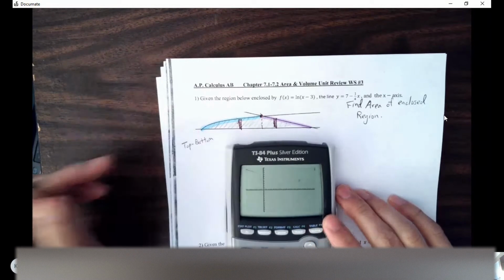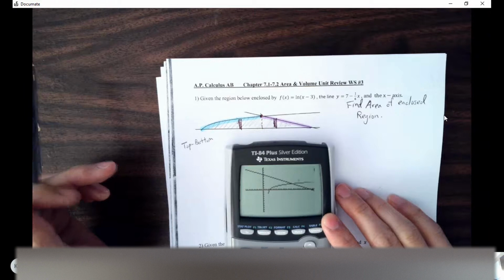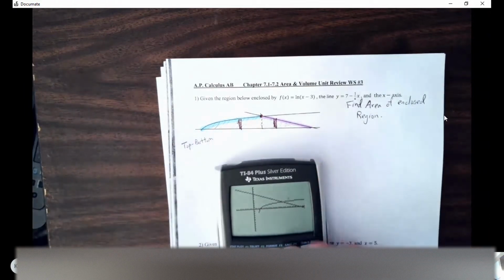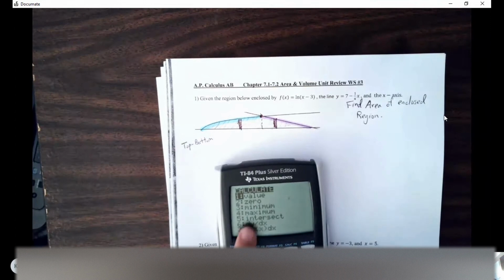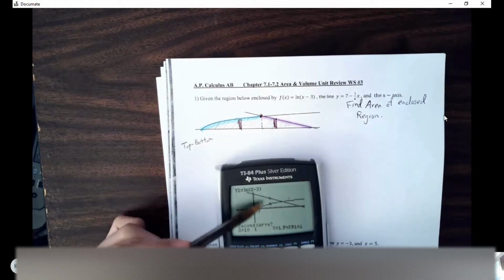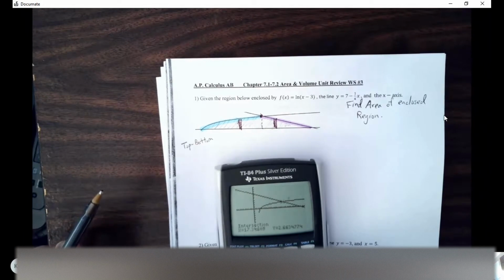Okay, window. All right, so if I find the intersection here, second trace, intersect. I'm choosing points on either side, close to the intersection on both graphs, and then it's going to look for that intersection for us. 17.346.